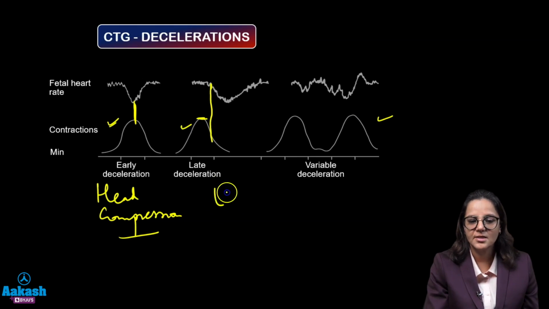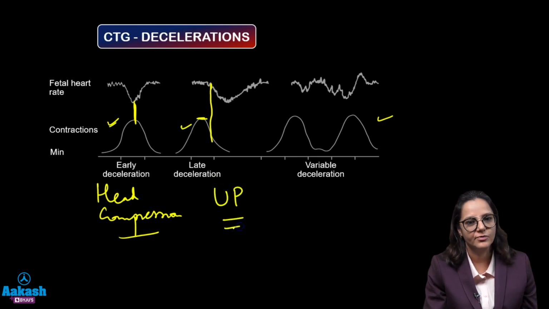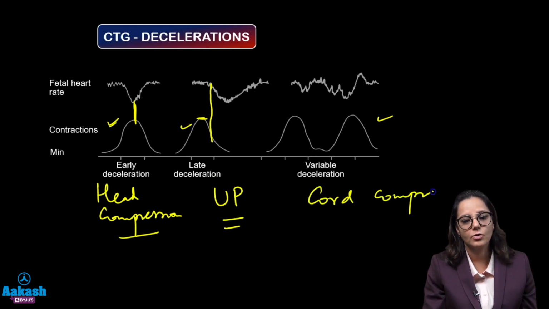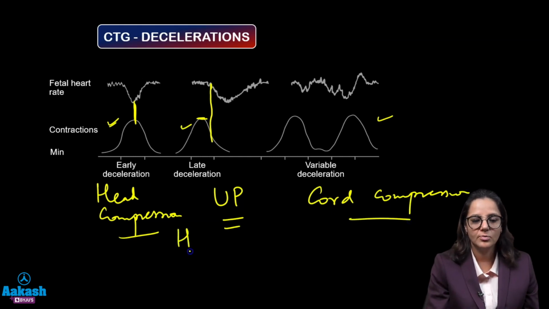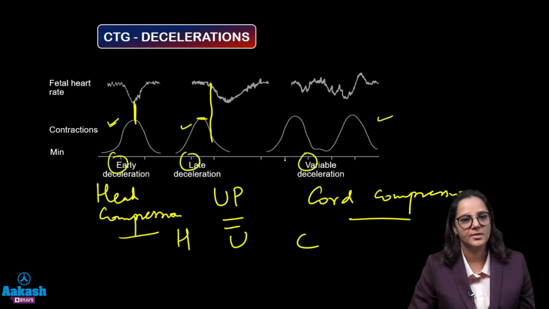Late deceleration is seen in cases of uteroplacental insufficiency. That means that the placenta is not working that well. And variable deceleration is seen in cases of cord compression, that the cord is getting compressed somewhere, and this is also not a very good finding. So how do you remember this? The mnemonic for this is HUC: head compression, uteroplacental insufficiency, cord compression, for early, late, and variable deceleration.